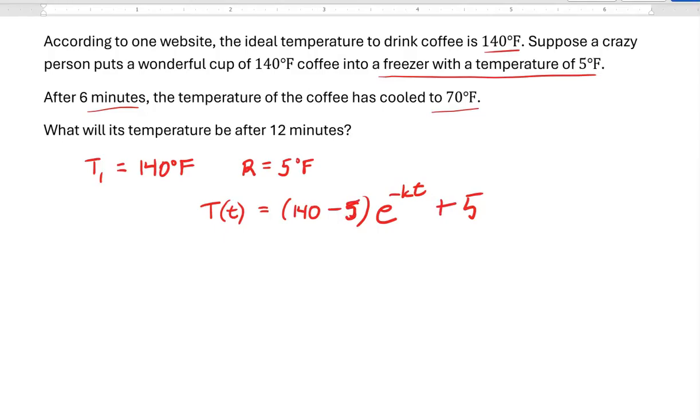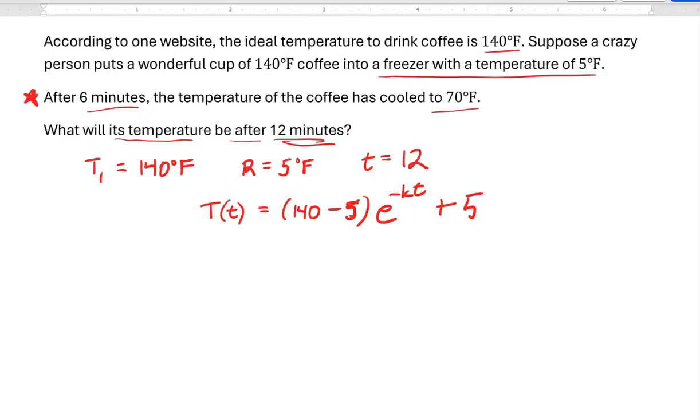Now, you might wonder what is this for, right? Why do we need this 6 minutes cooled to 70? Because we're just trying to answer the question, what will its temperature be after 12 minutes? Well, a 12-minute time, right? The time is 12 minutes.